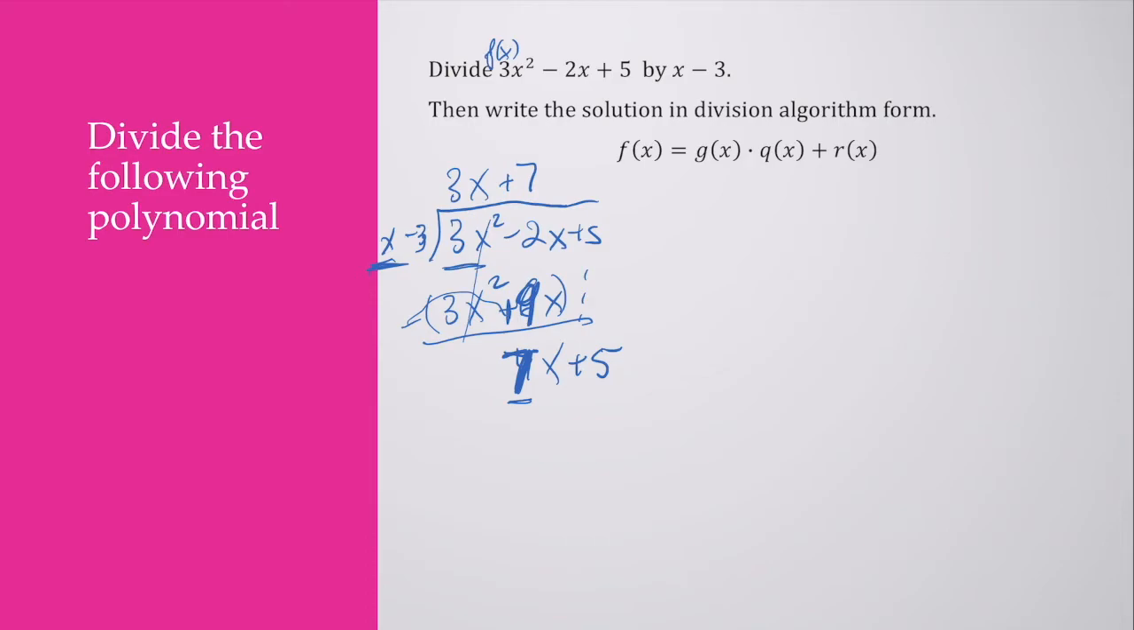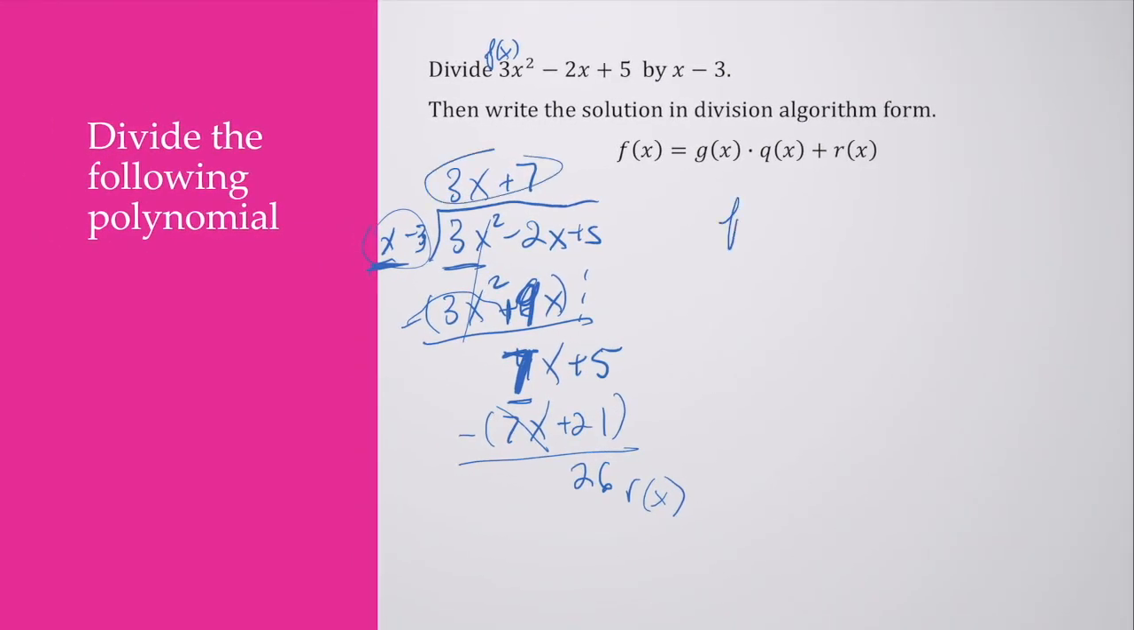So I have 7 times x is 7x. 7 times negative 3 is a negative 21. I subtract this. My first terms cancel. This becomes a positive. 5 and 21 is 26. So this is my remainder, this is my r of x. And here I've got my g of x and q of x.